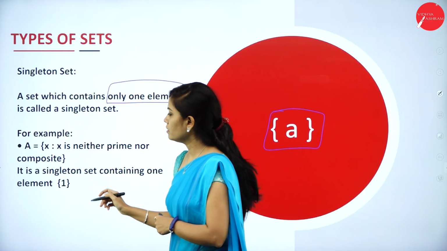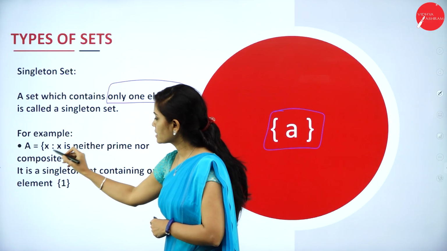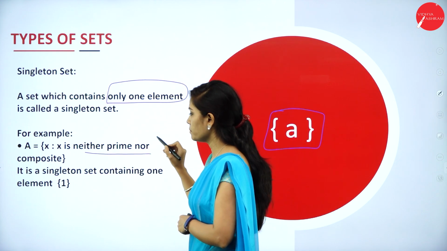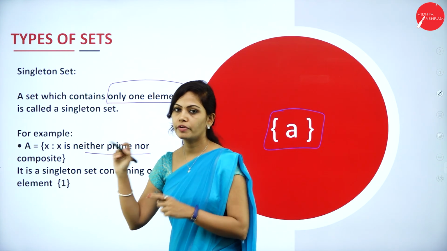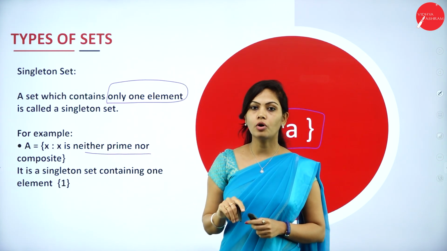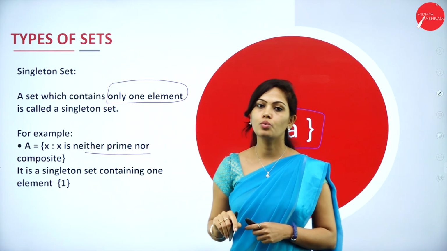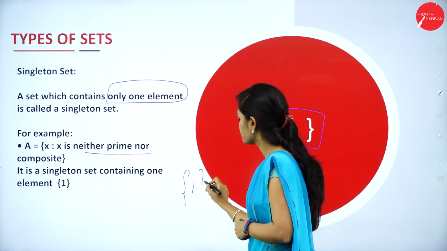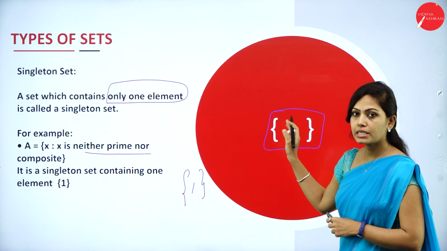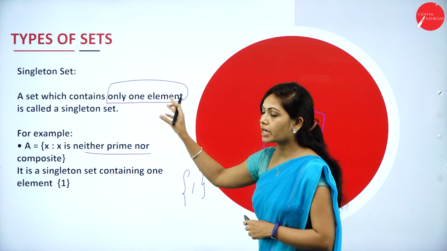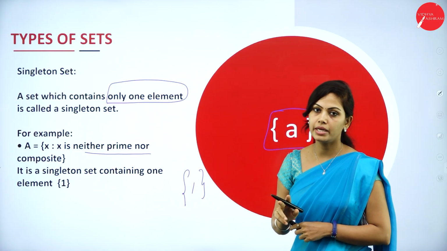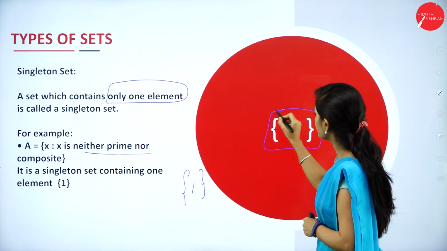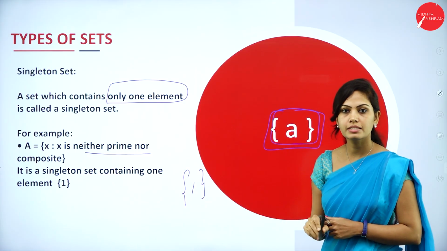For example, we have one statement: x such that x is neither prime nor composite. So we have only one such number, that is 1. So the answer is 1. So a singleton set means a set which contains only one element.